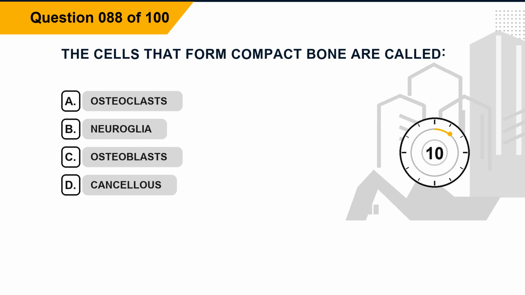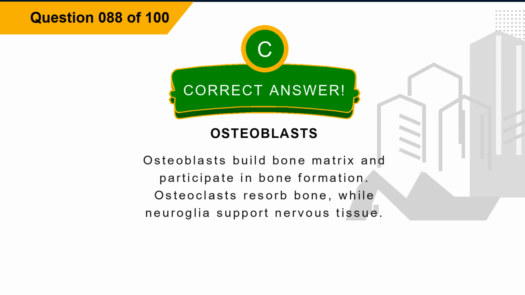Question 88. The cells that form compact bone are called. Option A, osteoclasts. Option B, neuroglia. Option C, osteoblasts. Option D, cancellous. The correct answer is option C, osteoblasts. Explanation: osteoblasts build bone matrix and participate in bone formation. Osteoclasts resorb bone, while neuroglia support nervous tissue.